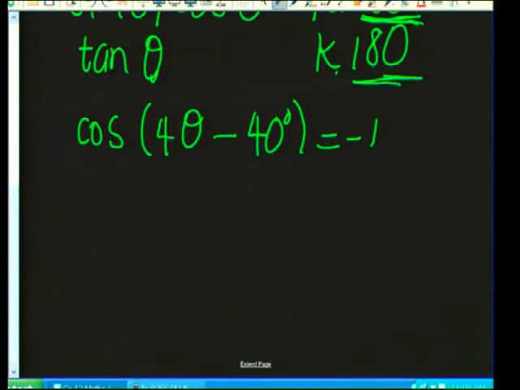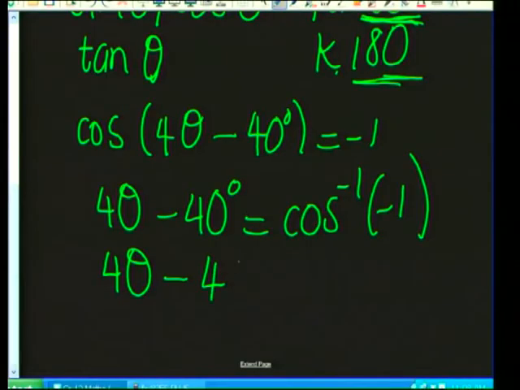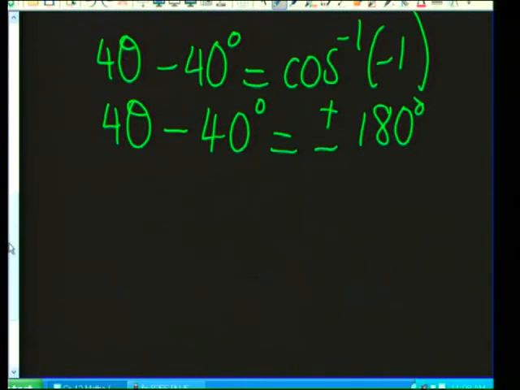So in order to get rid of this cos, what do we do? We use second function, cos inverse of negative 1. Remember, guys, we only use second function to find an angle and nothing else. So if you second function cos of negative 1 in your calculator, you'll get plus minus 180 degrees. Now we can actually start doing them separately.